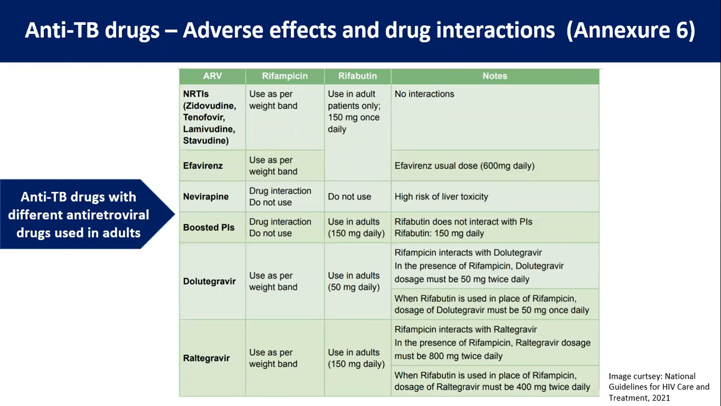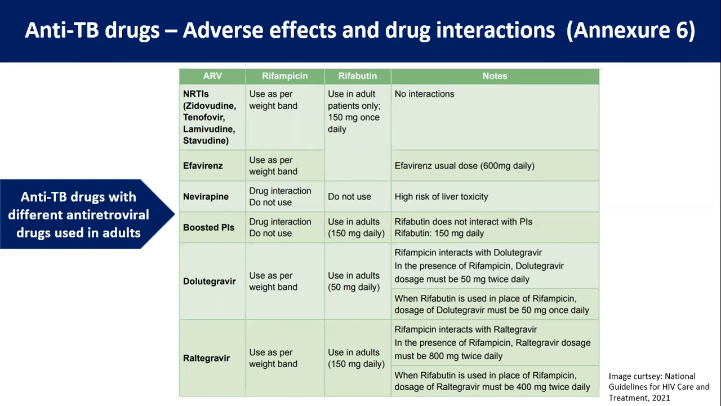And boosted PI. In boosted PI, there is drug interaction with rifampicin. So we should not be using rifampicin in adults. However, in the pediatric group receiving PI and rifampicin simultaneously, we can go for super boosting of PI. And rifabutin can be used in adults without any drug interaction with the boosted PI.